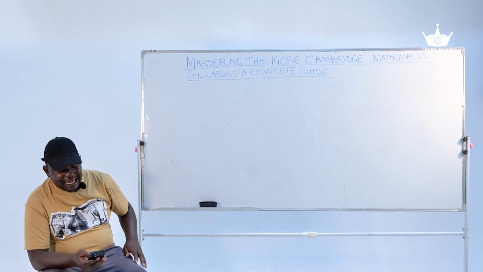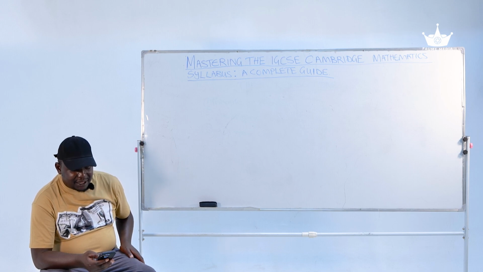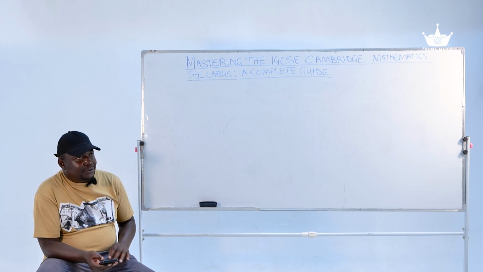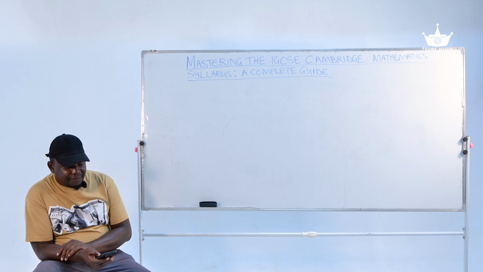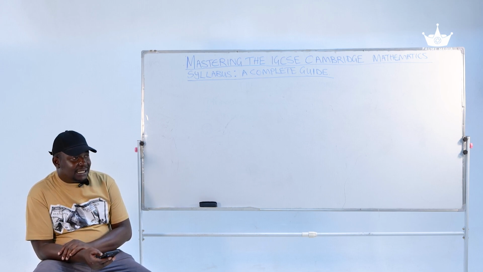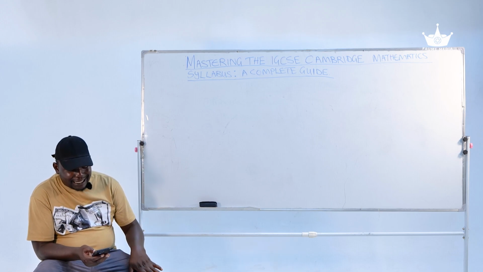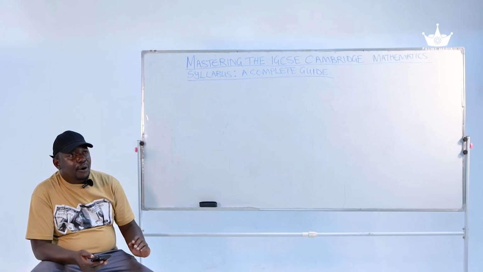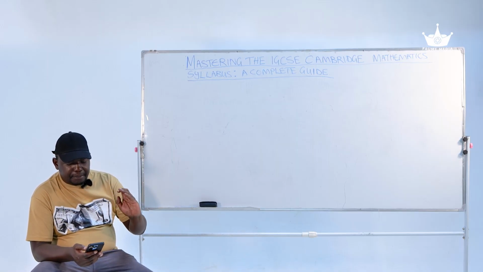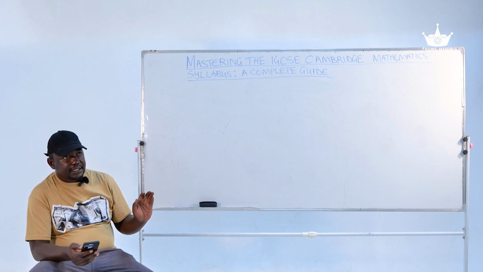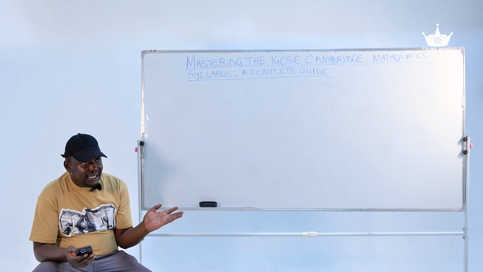We're going to start with the structure of the IGCSE Cambridge Mathematics syllabus. The syllabus is divided into two: the core syllabus and the extended. The core syllabus is for students aiming for lower grades, and the extended curriculum is for those anticipating higher grades. Both cover similar topics, but the extended syllabus includes more challenging questions and concepts.